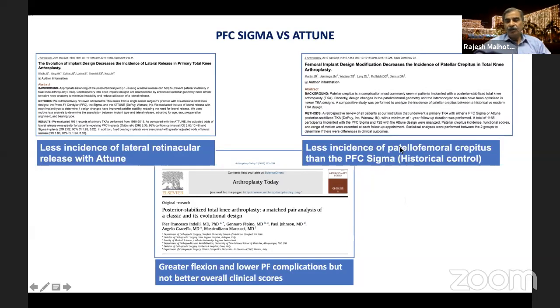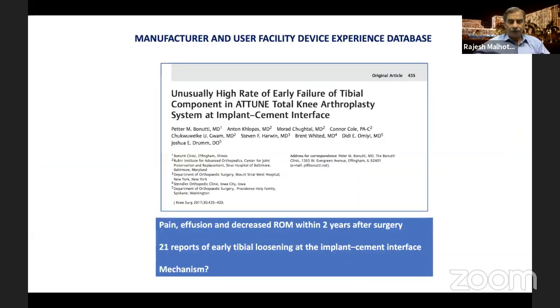PFC, this was the bane. Patellofemoral joint was the bane of PFC. It created much more problem in the patellofemoral joint. And then there was greater flexion and lower patellofemoral complications, but not better overall clinical results according to this study when we compare PFC with the Attune.